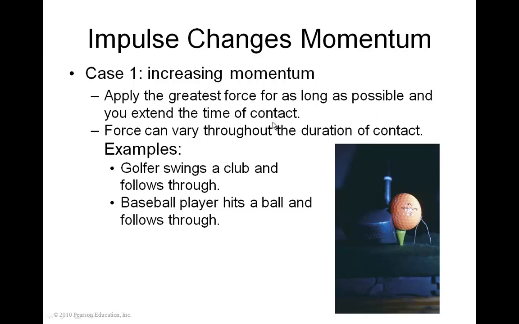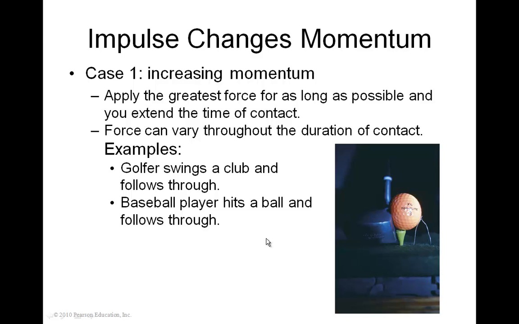Now that force can vary throughout the duration of the contact, because when we look at our formula for impulse, it's force times time. That force can change, so we're really looking at the average force. So when a golfer swings a club, he's going to follow through. That's why you're supposed to follow through when you do sports, because you're increasing the amount of time that, in this case, your golf club is in contact with the ball. When the baseball player hits the ball, he follows through. So why is that? Because it's force times time. So the longer you're in contact, the more the change in momentum.